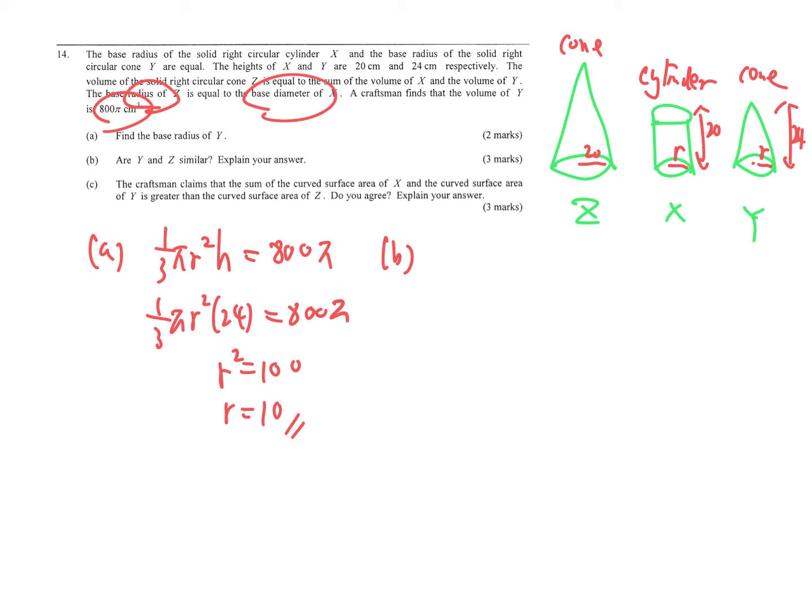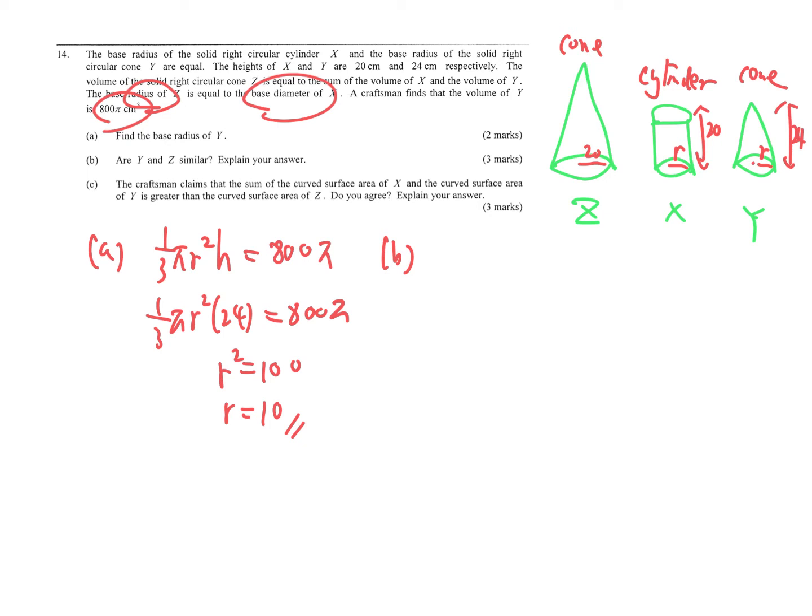So if we can find the height of the cone Z, and the ratio of the height of Y and Z is still 1 to 2, then they are similar. Otherwise, they are not similar. So the way that we can judge whether they are similar is to find the height of the cone Z. How do we find this?